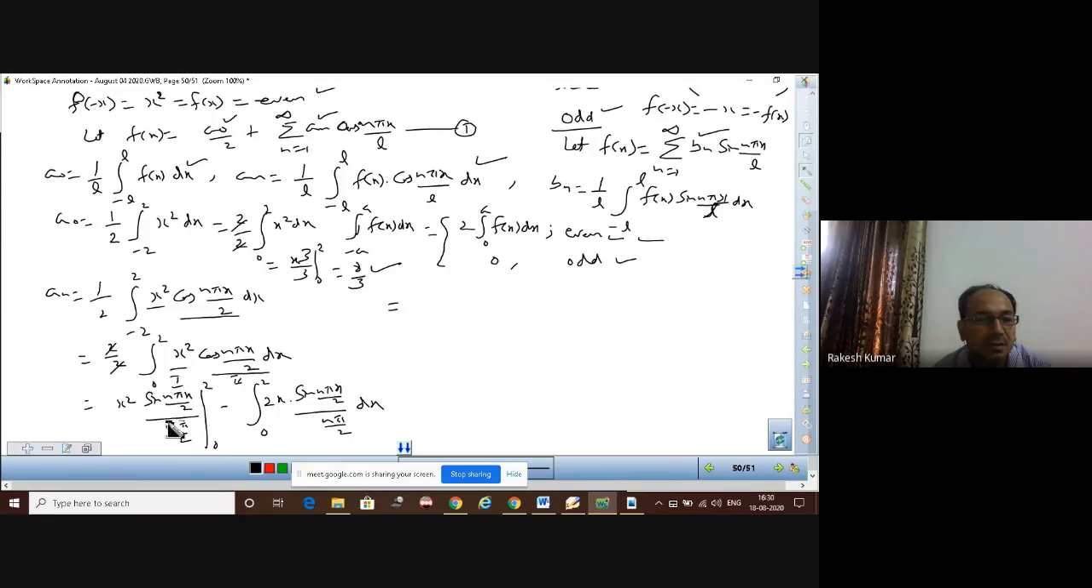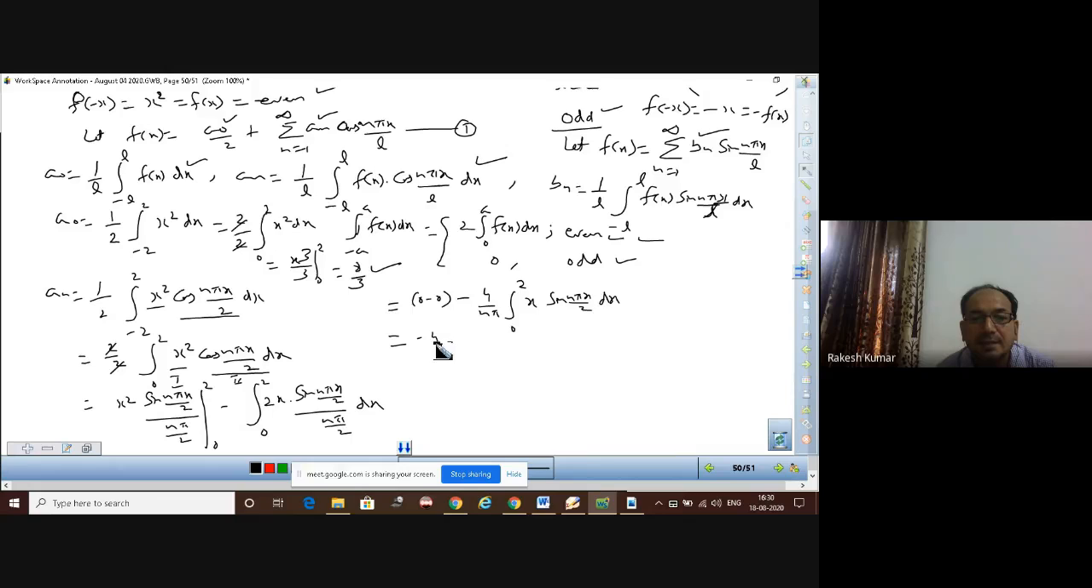You can put the limit here. When you substitute 2, x will be 2 here, the 2 will be cancelled, sine n pi comes out to be 0. And for the lower limit 0, sine 0 is 0. So it will not give any value; it will vanish. The remaining value will become 2 over n pi in the numerator. So 4 over n pi times the integral from 0 to 2 of x sine of n pi x over 2 dx.